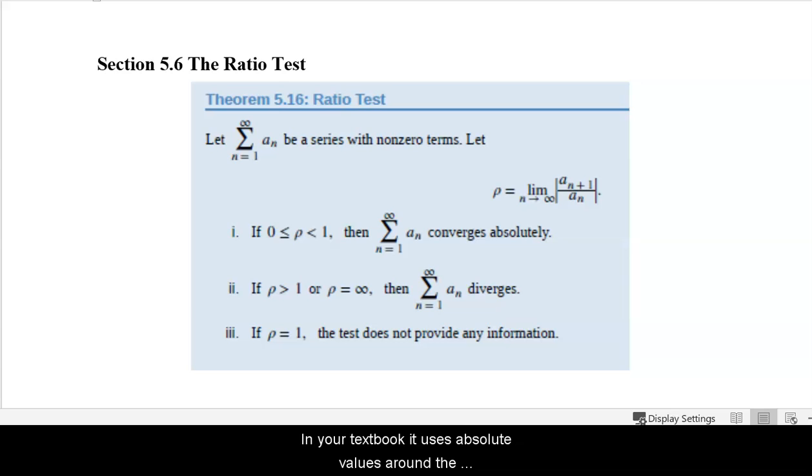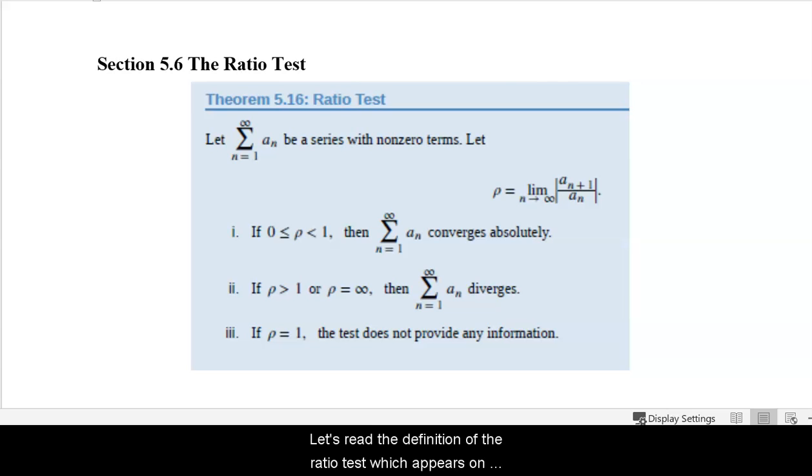In your textbook, it uses absolute values around the ratio, but in fact, the ratio test can be used if the series is based on a sequence with positive terms. In that case, the absolute values are not necessary. We are looking, in this case, at sequences where the series consists of non-zero terms. If the series was nothing but zeros, then adding up the zeros would not be a problem.